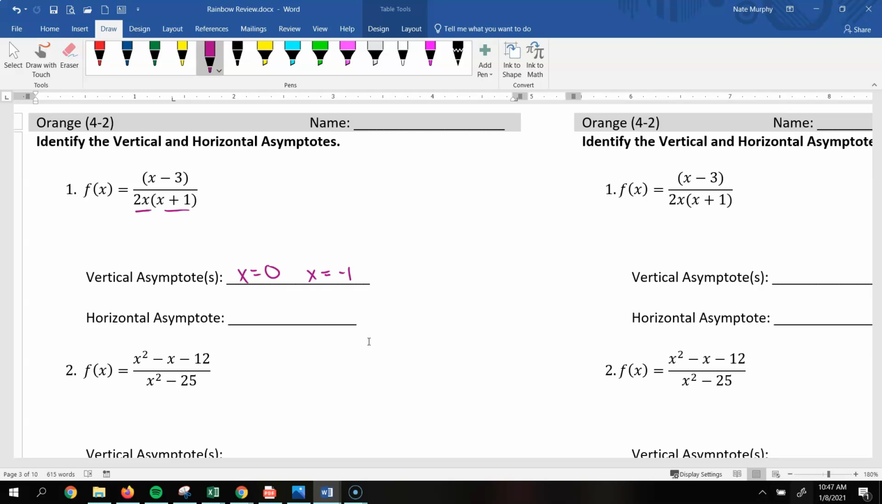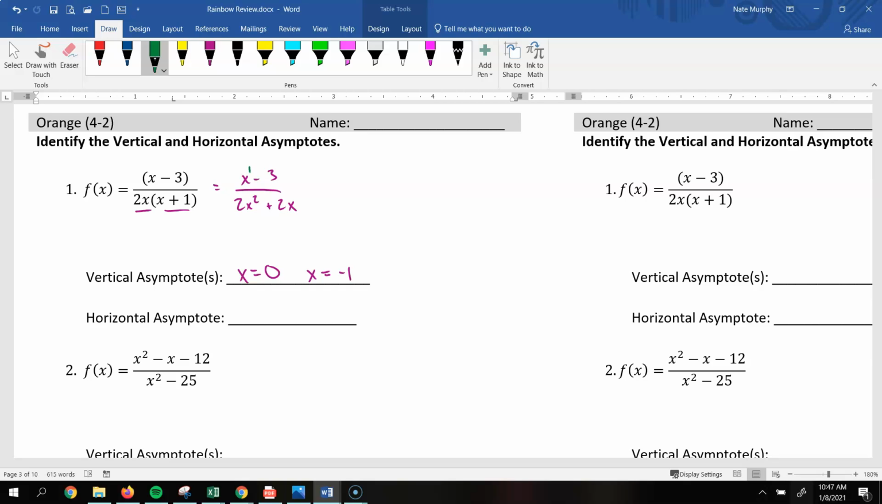All right, now your horizontal asymptote is different. The horizontal asymptote looks at the degree. The degree is your exponent. But we get the degree when it's in standard form. The numerator is in standard form, but the denominator is not. If we simplify this denominator, we would have 2x squared plus 2x. So this tells me the degree in the numerator is 1, the degree in the denominator is 2.